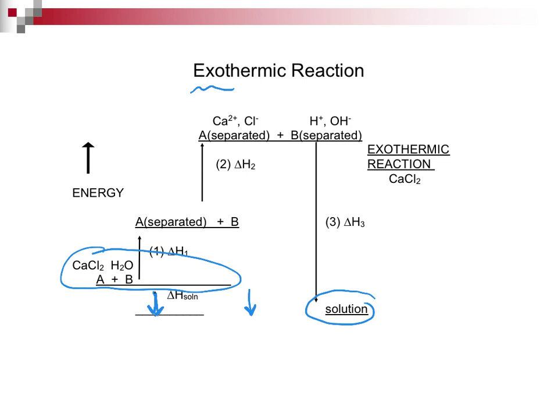So what has to happen? Well, there's a delta H1, which is the separation of the solute. There's a delta H2, which is the separation of the solvent. So here we have our solute, here we have our solvent, and then there's the delta H3, which is called mixing. And notice we have an endo, an endo, and an exo. All right, that's for an exothermic reaction. The delta H is less than 0.